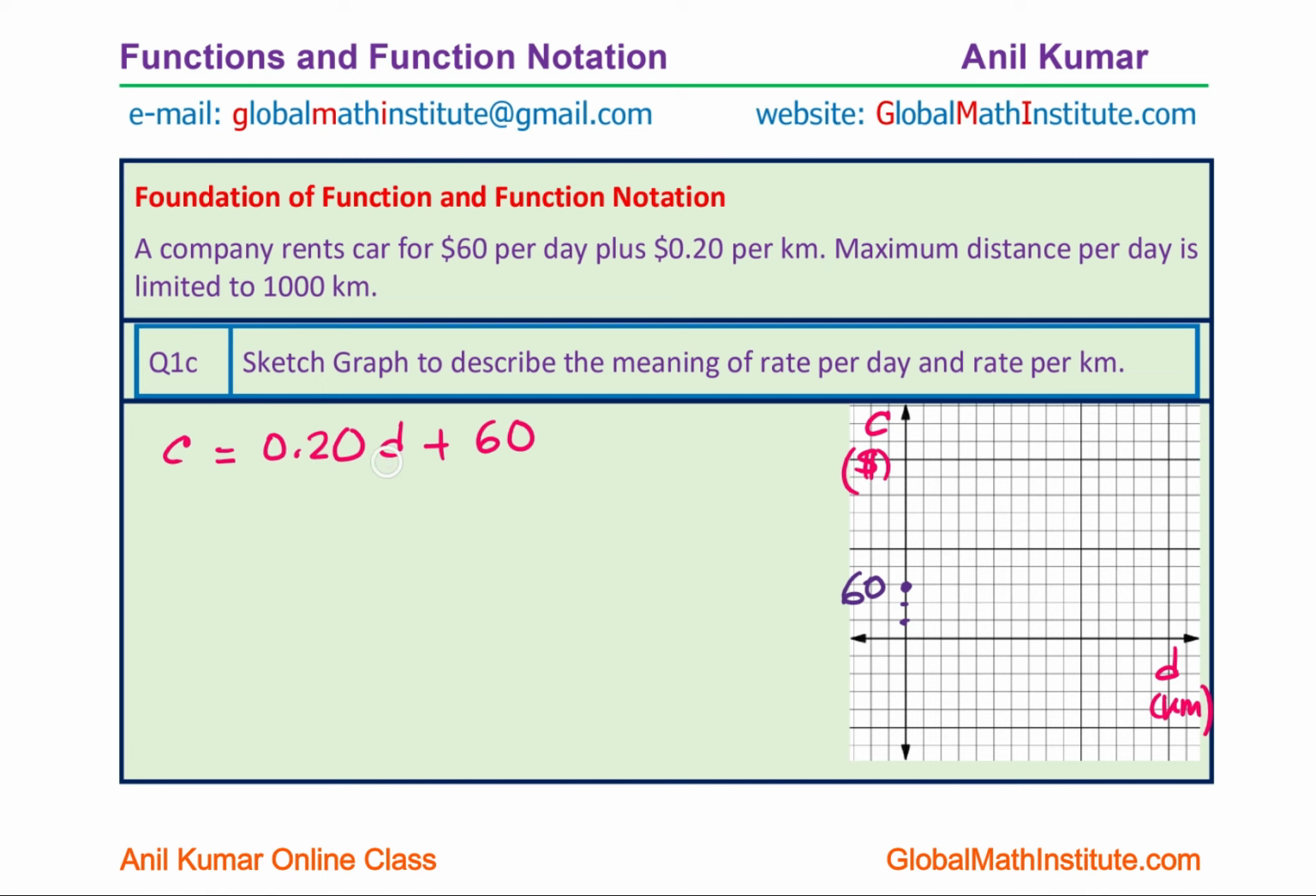Now, if I travel a distance of, let's say, 100 kilometers, then it will cost me $20 more. You get the point, right? So 0.20 is the gradient, or the slope. So 0.20, which is the slope m, means it could be 20 over 100. So we can go up by 20 for every 100. Do you see that?